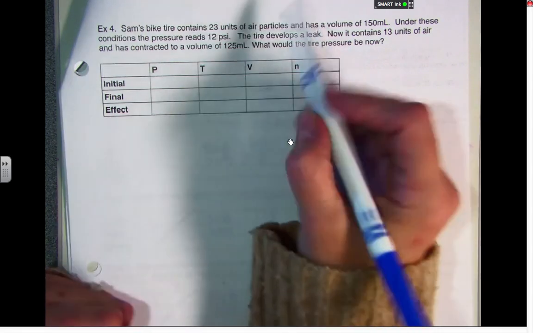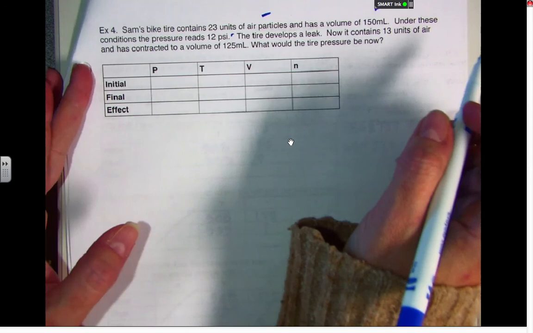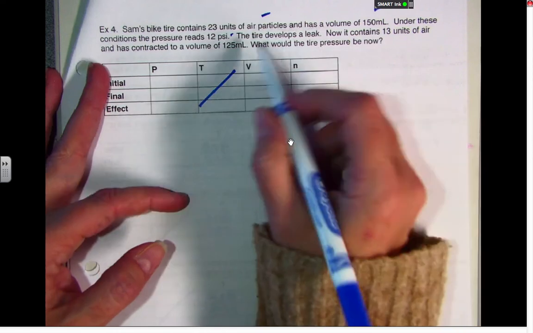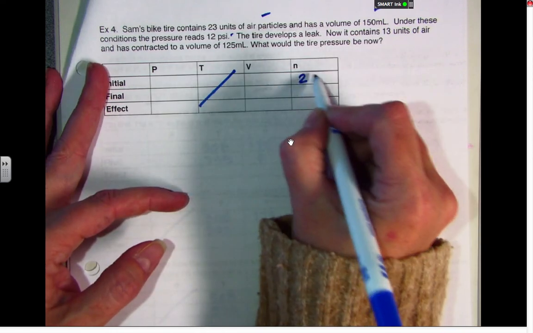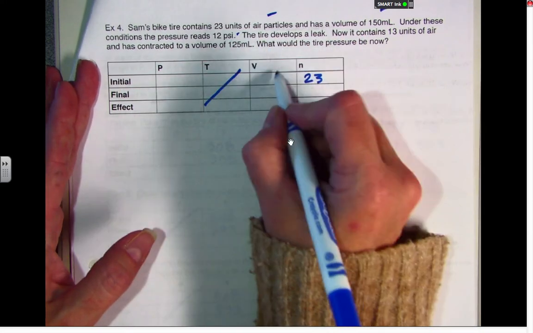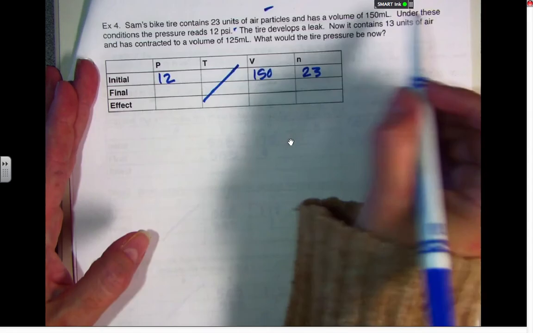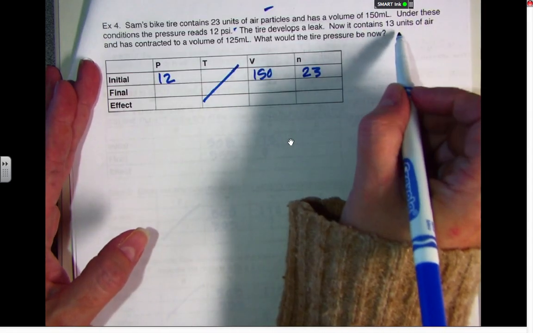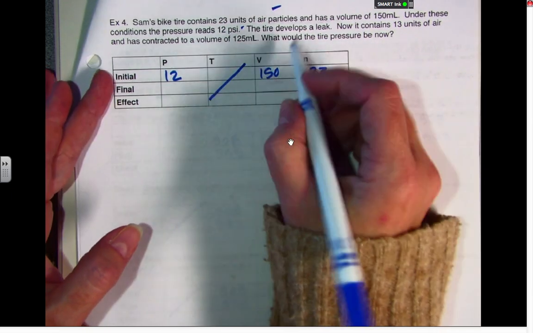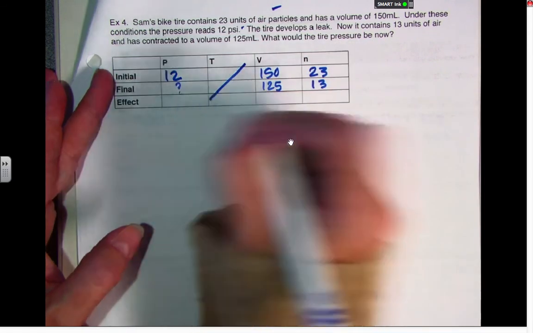So we have number of particles, we have volume, we have pressure. So we don't have temperature. We have 23 units of air particles, so our 23 goes in the N column. We have a volume of 150 milliliters, and we have 12 psi. We now have 13 units of air, so our 13 goes under the N, and it's contracted to a volume of 125. What would the tire pressure be now? So we're looking for pressure.